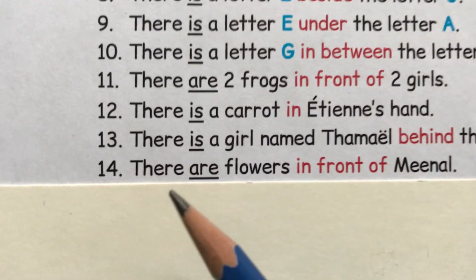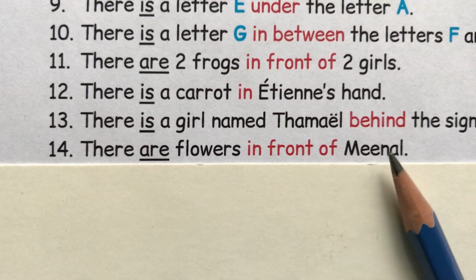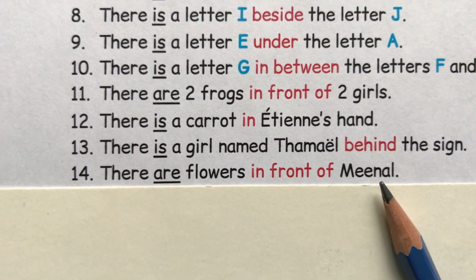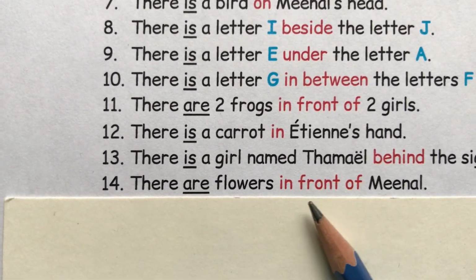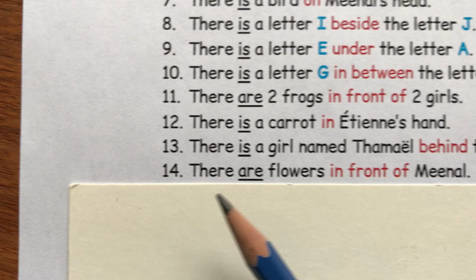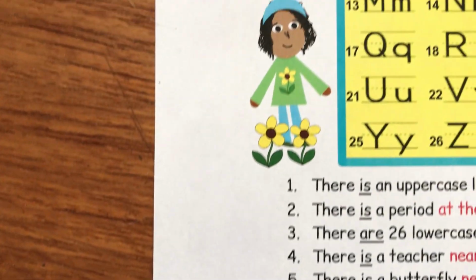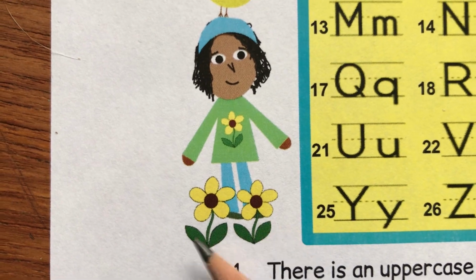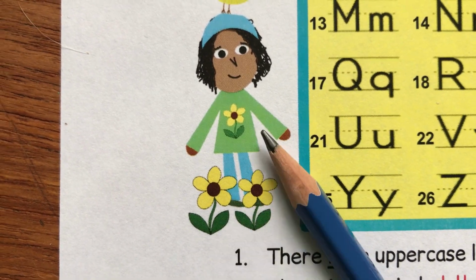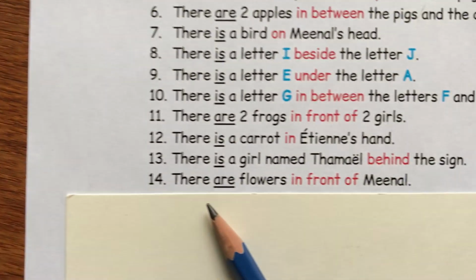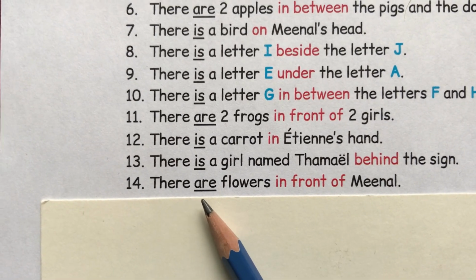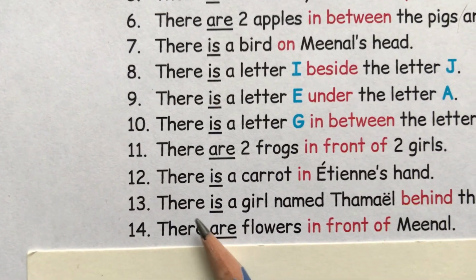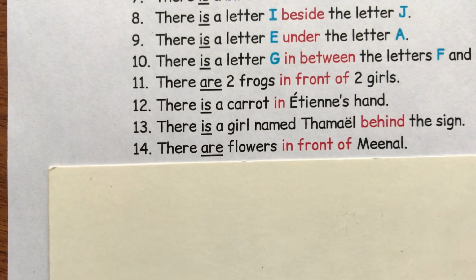14. There are flowers in front of Minal. In front of is the preposition. There are, because we're talking about more than one object. There are flowers in front of me now. Remember, we use there are for many objects, and there is for only one.